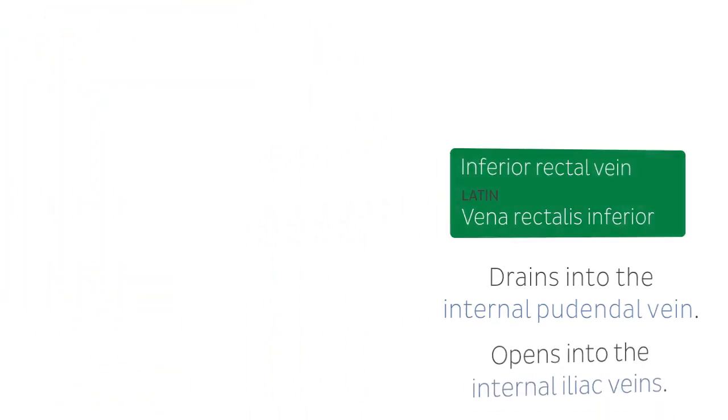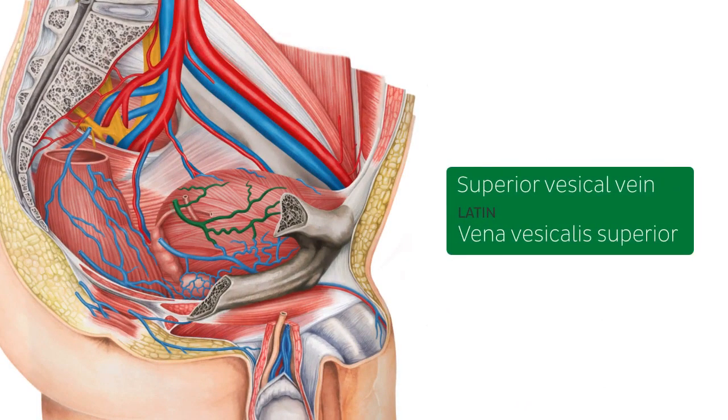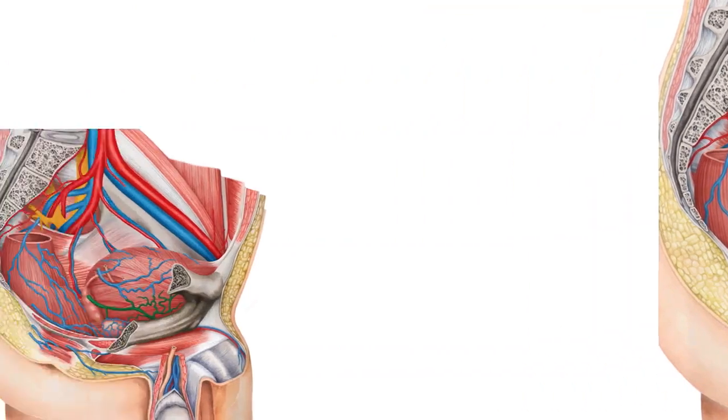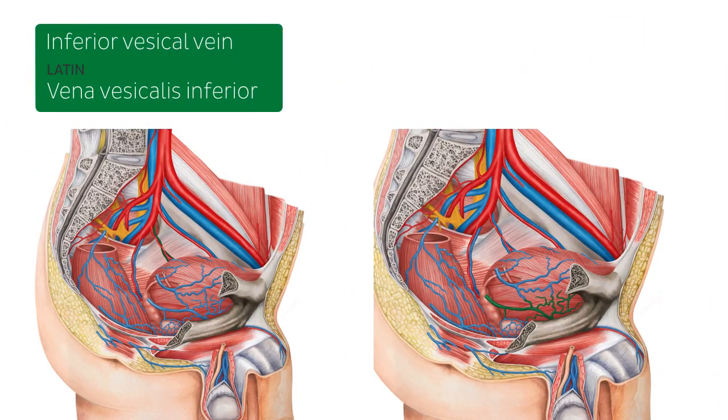Next, we're going to be highlighting here the superior vesical veins. They drain the upper and middle portion of the urinary bladder into the internal iliac veins. Next, we're going to see here now the inferior vesical veins. On this image, you see the left one, while on this image, you see the right one. The inferior vesical veins open or drain into the internal iliac veins.